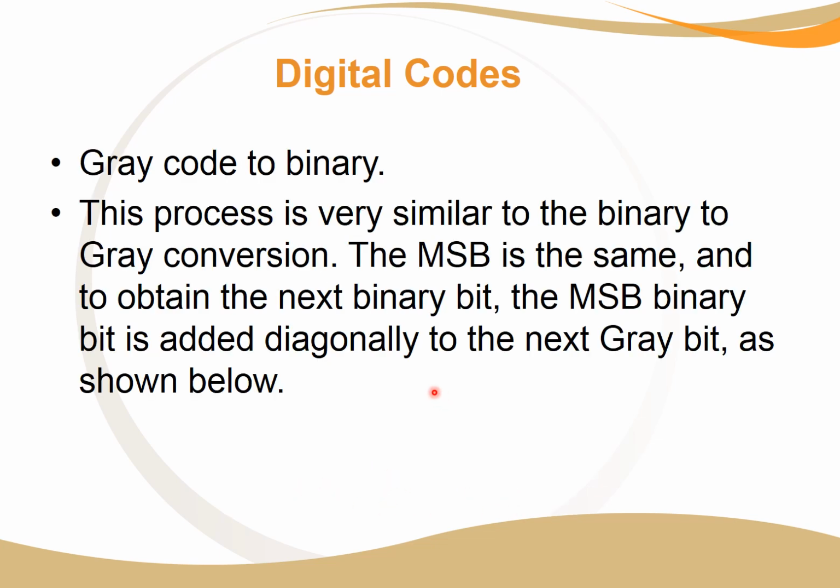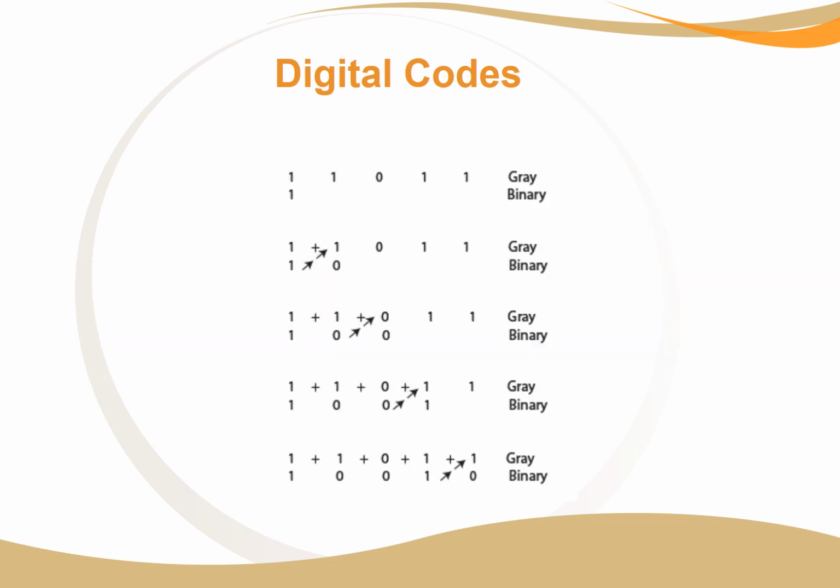And then Gray code to binary, the process is very similar. The most significant bit stays the same, and to obtain the next binary bit, the most significant binary bit is added diagonally to the next Gray bit, as shown below. So once again, here we have the Gray code up top, and then binary. The most significant bit stays the same, and then we add diagonally, and once again throw away the carry.